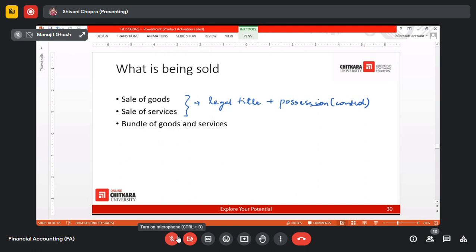And in case of a bundle of goods and services, the sales agreement becomes very much important because now the complexity of the transaction has increased. It involves the transfer of legal title and control in part of the contract, and some part of the contract does not involve that.